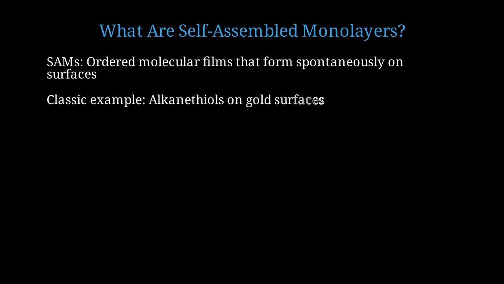Self-assembled monolayers are ordered molecular films that form spontaneously when molecules adsorb onto a surface. The key word here is spontaneous. These structures form without external intervention. The classic example is alkanethiols on gold surfaces. These sulfur-containing molecules have a remarkable affinity for gold substrates.